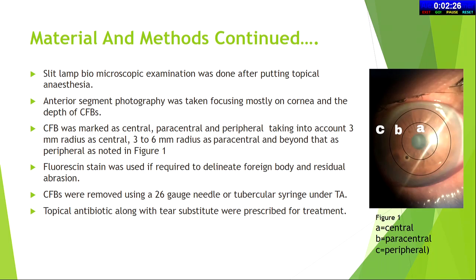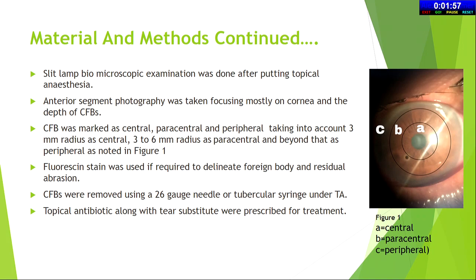We did the slit lamp biomicroscopy examination after putting topical anesthesia. Anterior segment photography was taken focusing mostly on the cornea and the depth of the corneal foreign body. The corneal foreign body was marked as central, paracentral, or peripheral, taking into account a 3 mm radius from the center as central, 3 to 6 mm radius as paracentral, and beyond that as peripheral, as noted in figure 1. You can see there A, B, and C.